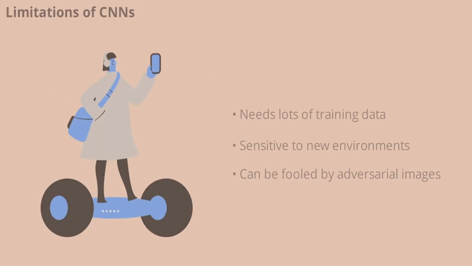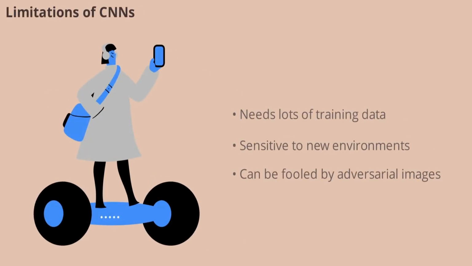While CNNs are powerful, they have limitations. They require large amounts of labeled data to train effectively, and they can struggle with images that are very different from their training set. CNNs can also be fooled by adversarial examples or unexpected changes in the environment. Researchers are working to overcome these challenges with new techniques and architectures.